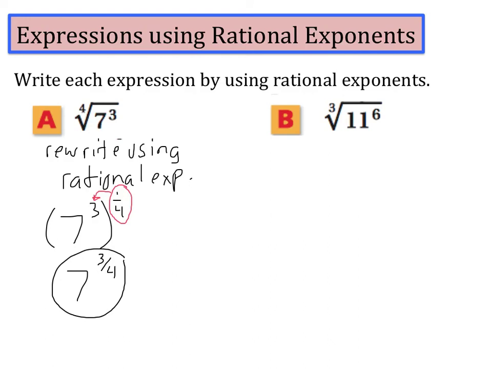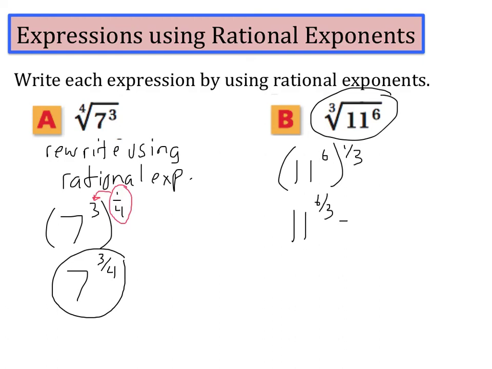Now sometimes you won't be able to simplify anymore. But in other examples, for example in B, where we take this and rewrite it as 11 raised to the 6 raised to the 1/3, when we distribute that 1/3 through, we have 11 raised to the 6 divided by 3, which is 11 squared, which we know is 121. So sometimes you'll have examples like this where you can't simplify. Other times you'll be able to simplify the expression.